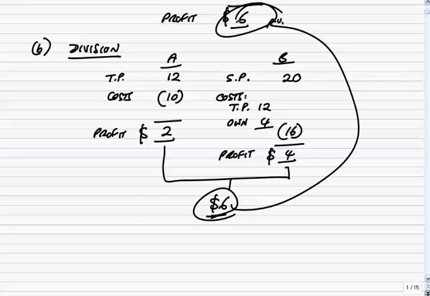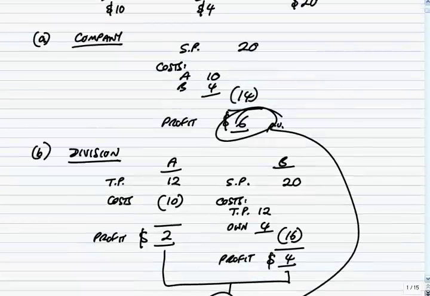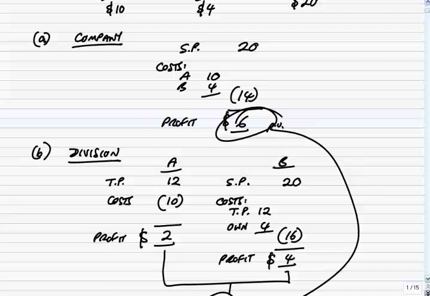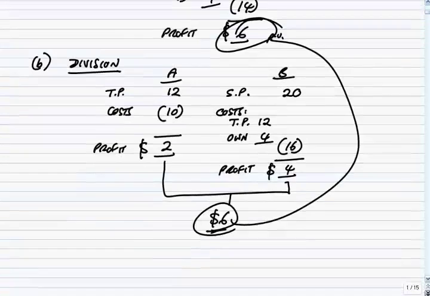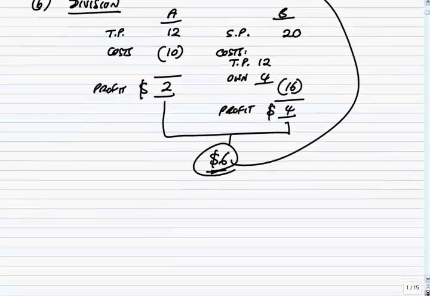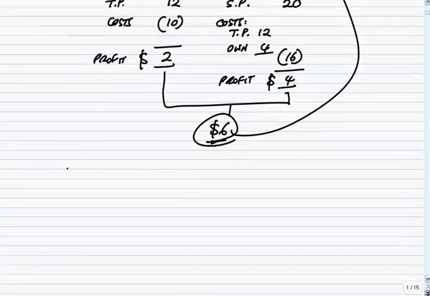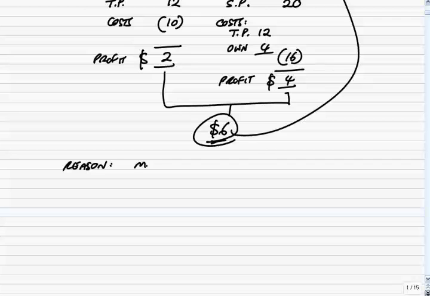And so the next question over the page is, why bother? You know, I keep saying there is only one company. The profit is $6 a unit. Why bother letting A charge B? And the reason is so that we can make each division profit accountable.